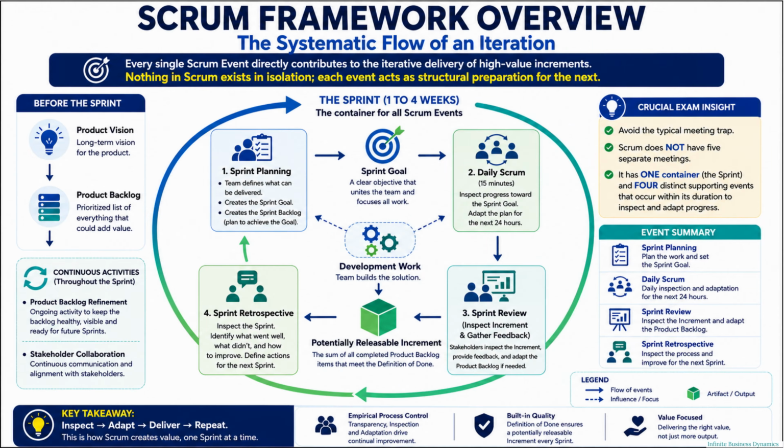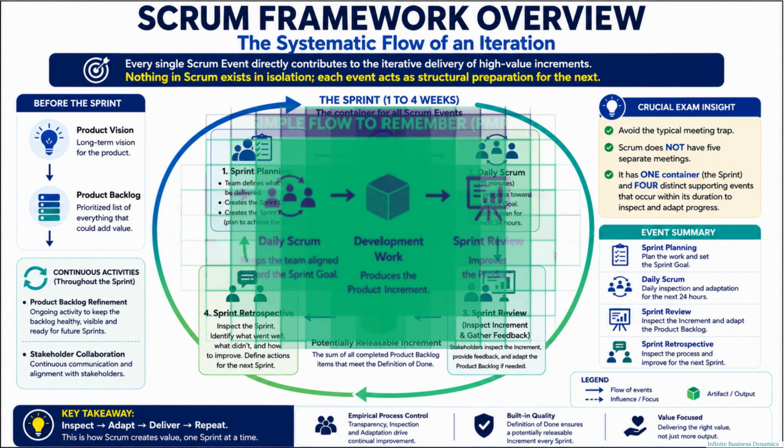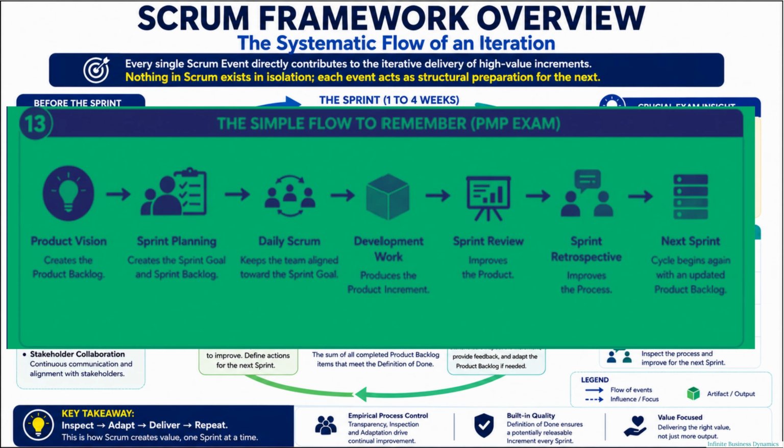For the PMP exam, remember this simple flow. Product vision creates the product backlog. Sprint planning creates the sprint goal and the sprint backlog. Daily Scrum keeps the team aligned toward the sprint goal. Development work produces the product increment. Sprint review improves the product. Sprint retrospective improves the process. Then the cycle begins again with the next sprint.